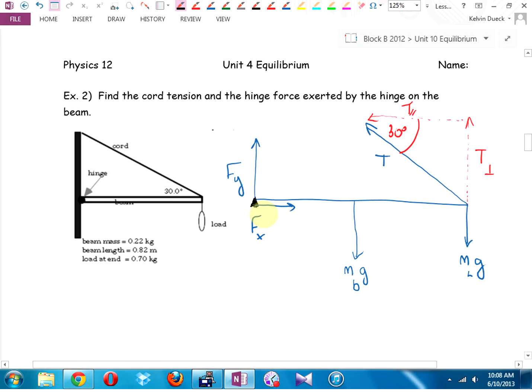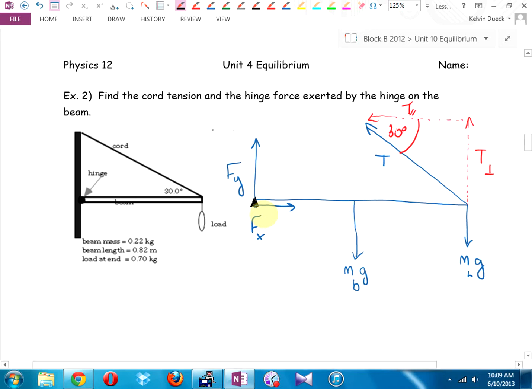How far are they from the pivot if I put the pivot right there? 0. How much torque will they exert? None. In fact, Fy won't exert any torque. Fx, it didn't matter because it's parallel to the beam. It's not going to exert any torque at all anyhow. But let's get rid of Fy.